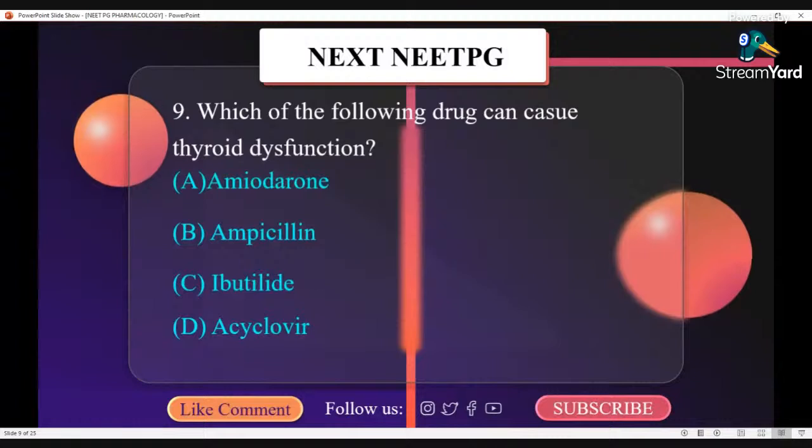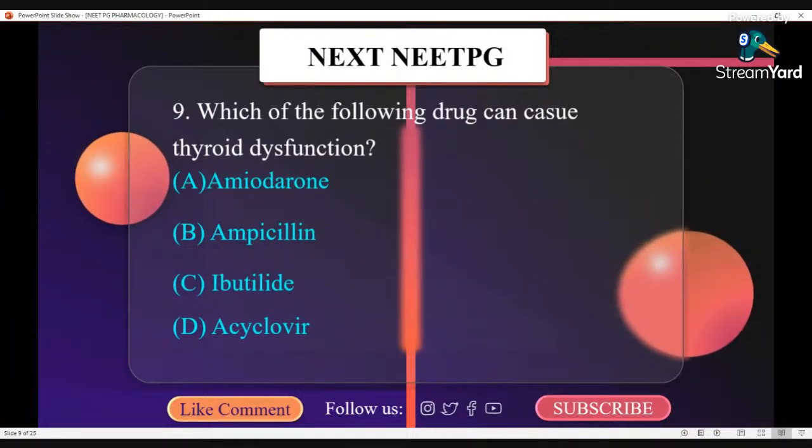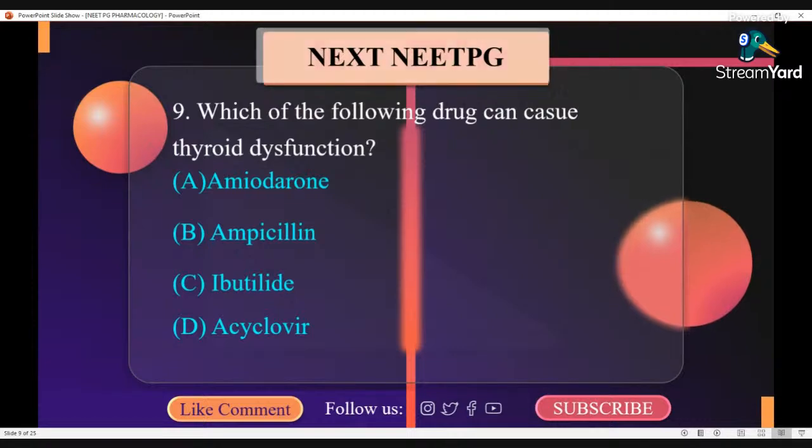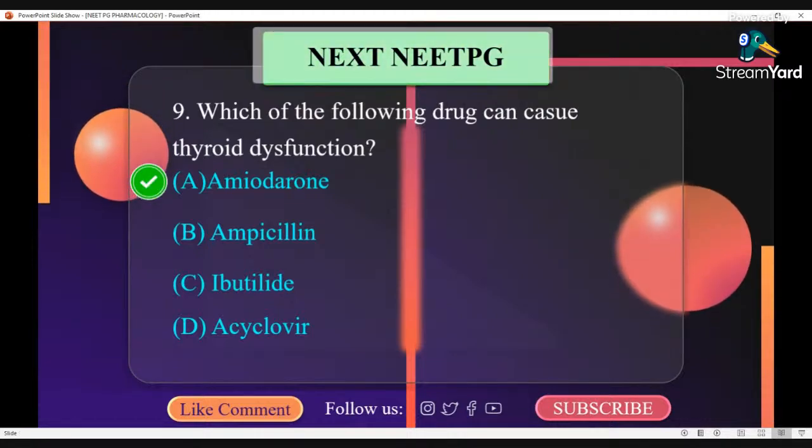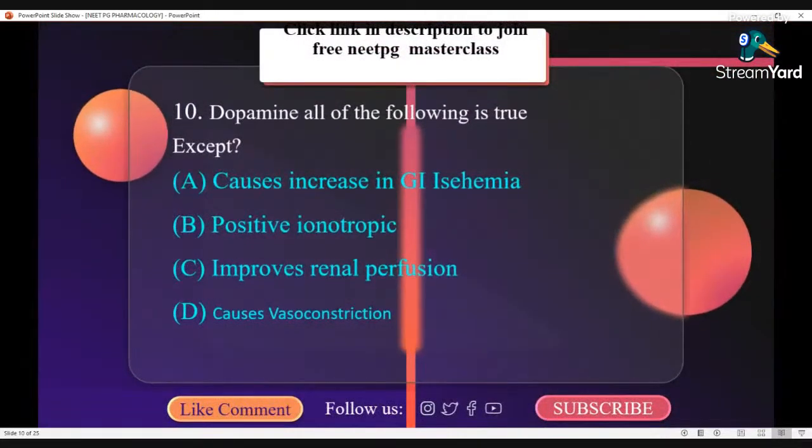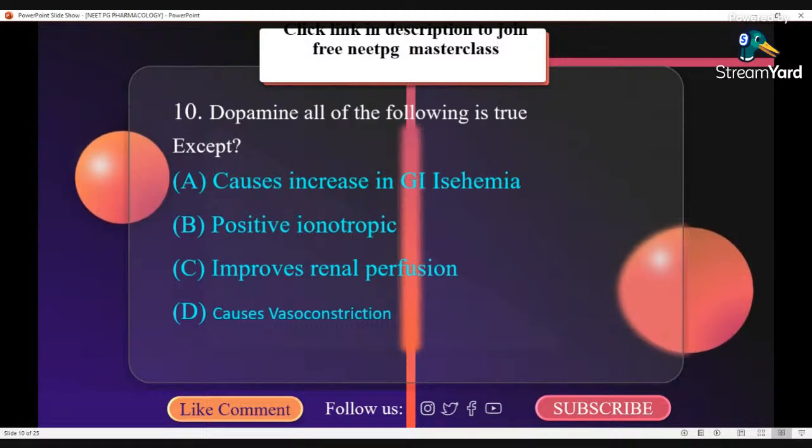Which one of the following drugs can cause thyroid dysfunction? Amiodarone, ampicillin, ibuprofen, acyclovir. The correct option here is A, amiodarone.